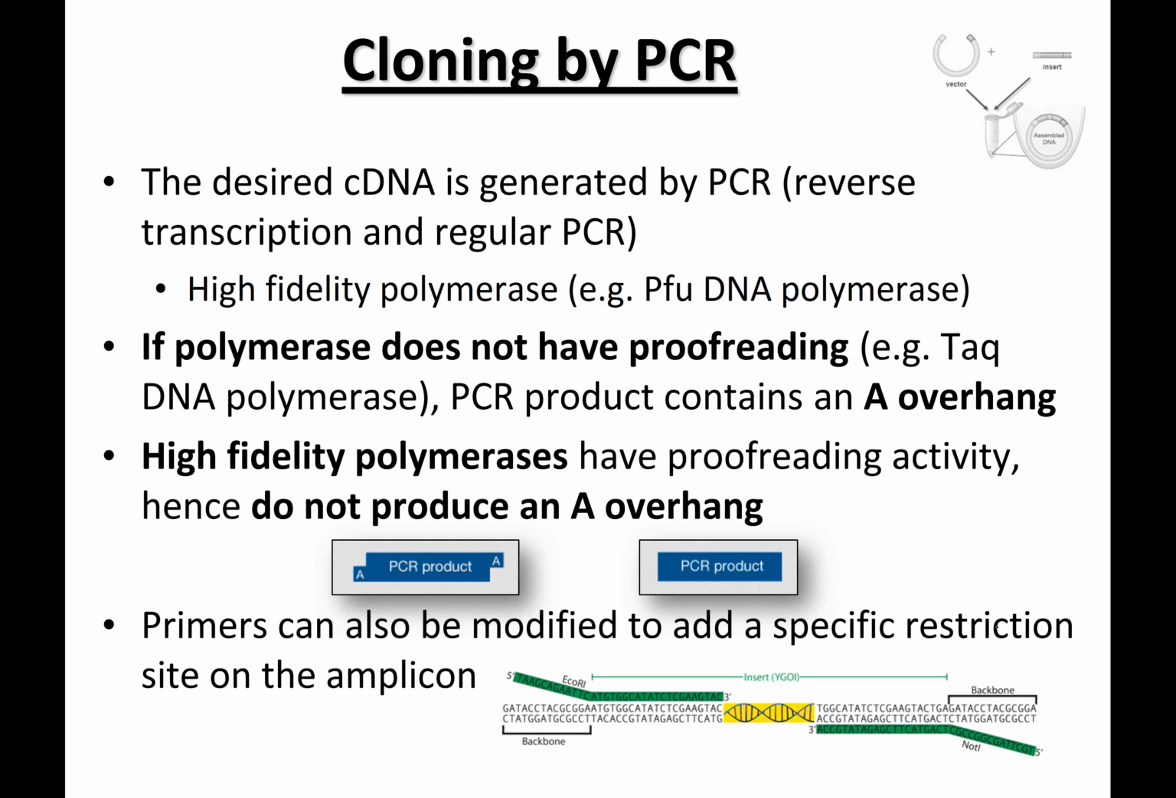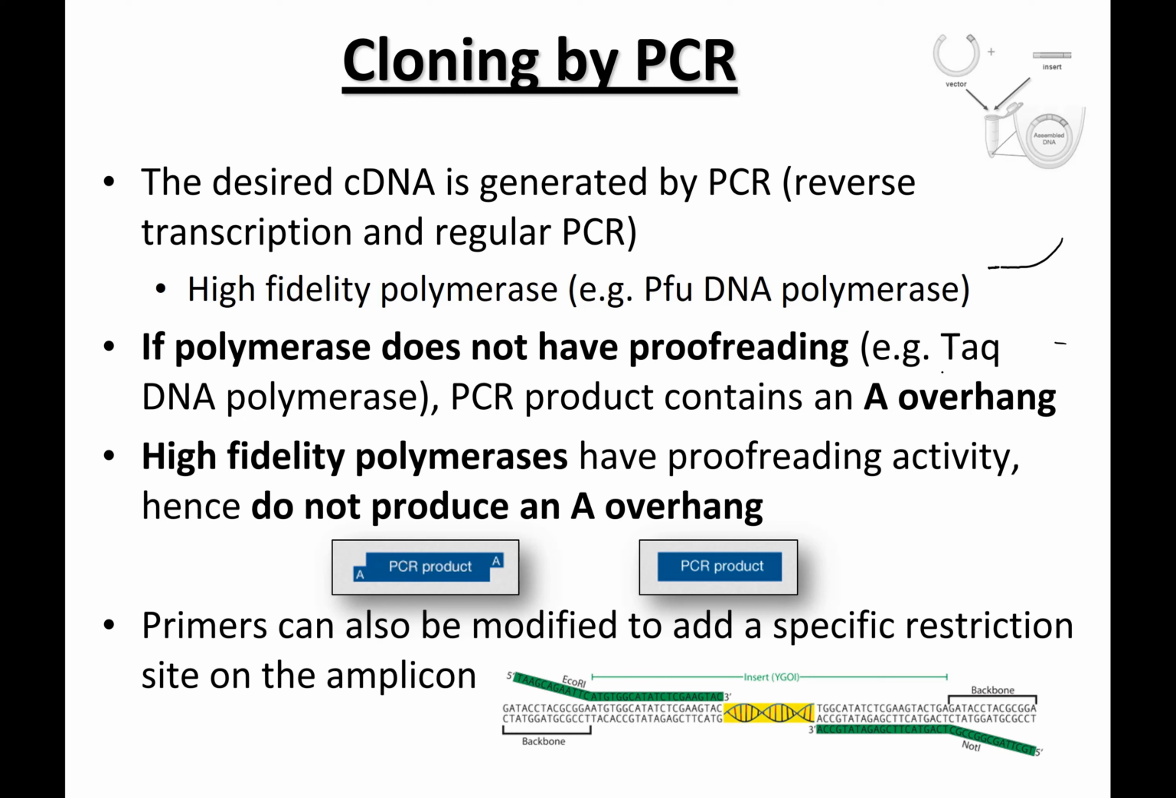Now, if you want to minimize the number of mistakes, you will use an enzyme which has higher fidelity than Taq DNA polymerase, like the Pfu. So that's the DNA polymerase from Pyrococcus furiosus, which has a higher efficiency or higher fidelity than Taq DNA polymerase. Now, there are two ways in which your PCR product can be cloned after that.